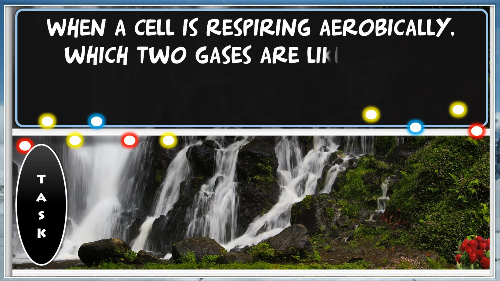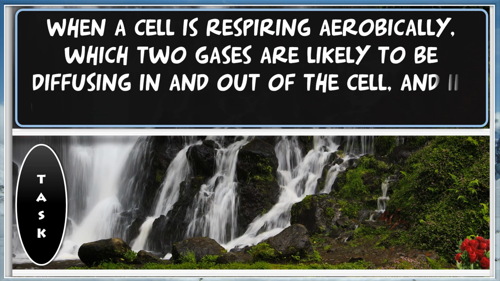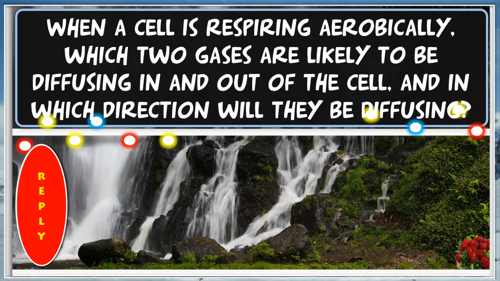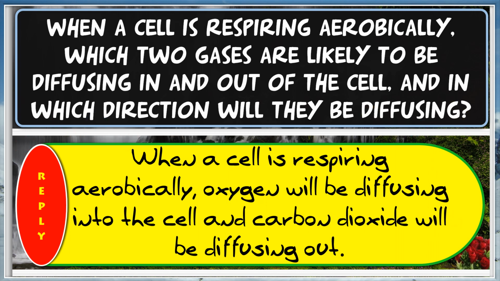When a cell is respiring aerobically, which two gases are likely to be diffusing in and out of the cell? And in which direction will they be diffusing? When a cell is respiring aerobically, oxygen will be diffusing into the cell, and carbon dioxide will be diffusing out.